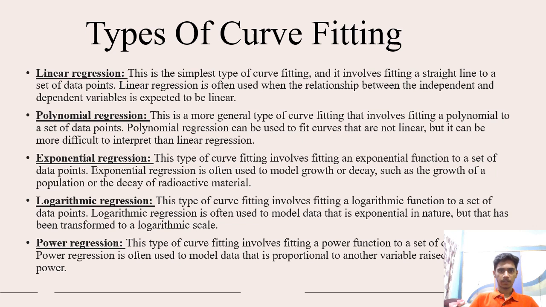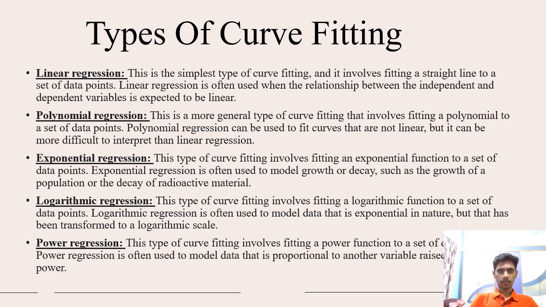Polynomial regression. This is a more general type of curve fitting that involves fitting a polynomial to a set of data points. Polynomial regression can be used to fit curves that are not linear, but it can be more difficult to interpret than linear regression. Exponential regression. This type of curve fitting involves fitting an exponential function to a set of data points. Exponential regression is often used to model growth or decay, such as growth of a population or decay of radioactive material.